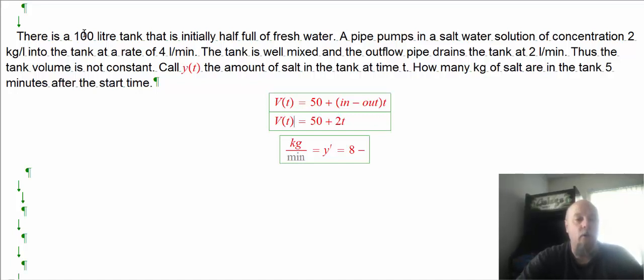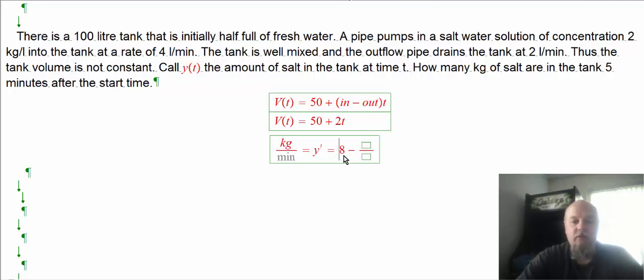Initially, when t is equal to 0, this 100-liter tank is supposed to be half full. Yes, if I make t equal to 0, I get 50 liters. If I let this system run for 10 minutes, with 4 liters per minute going in and 2 liters per minute going out, every extra minute there's 2 liters, so 10 minutes gives an extra 20 liters, which should be 70. Yes, this checks out. If I make t equal to 10, the volume is 70.